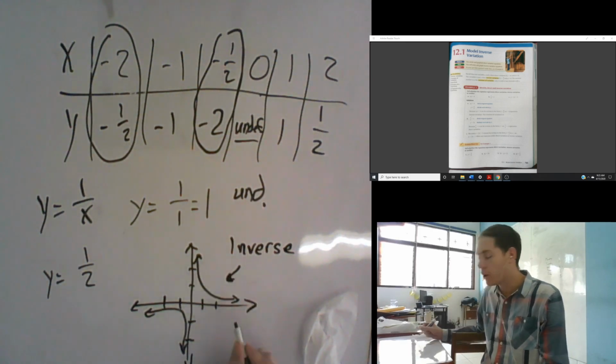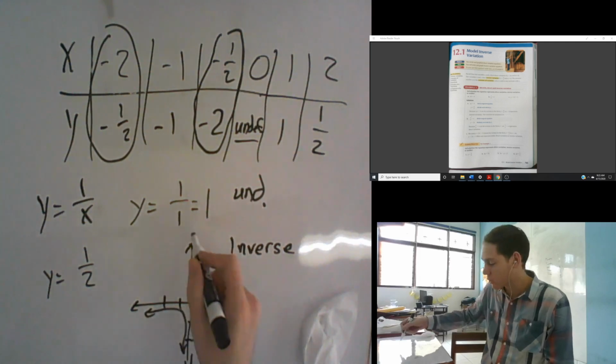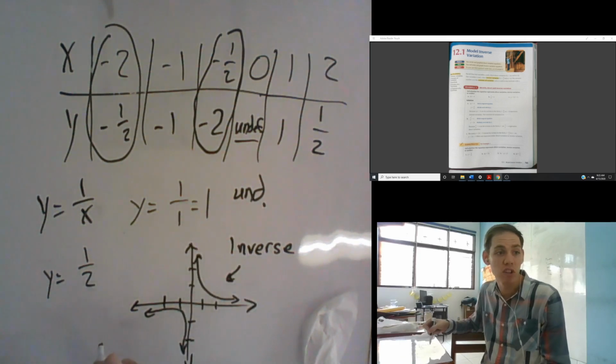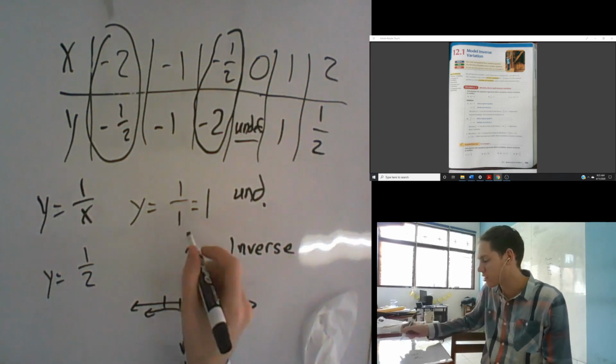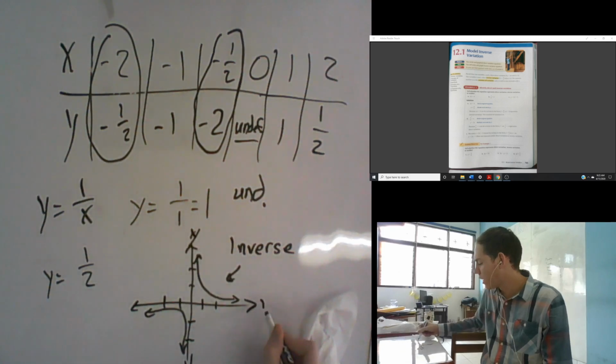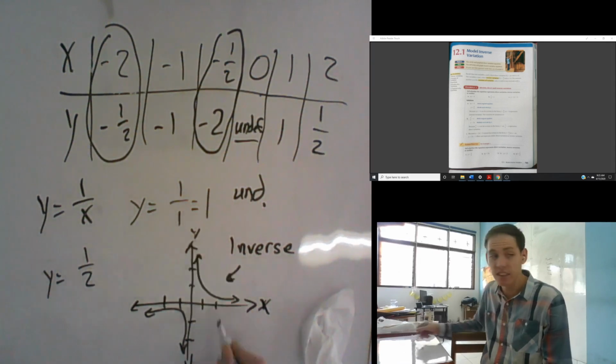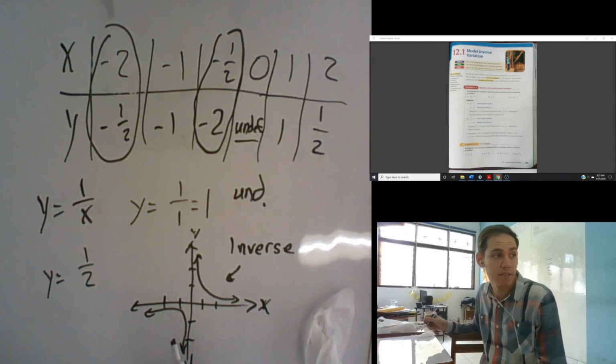Now notice, guys, does the line cross the x and y axis? No. So the line does not cross the x and y axis. It doesn't cross these two axes.